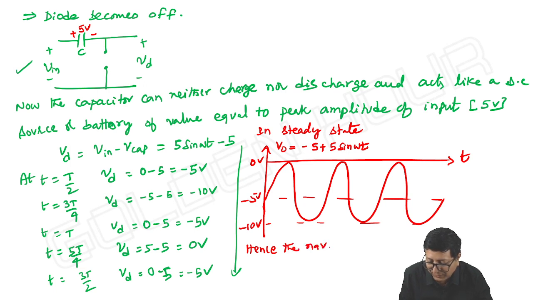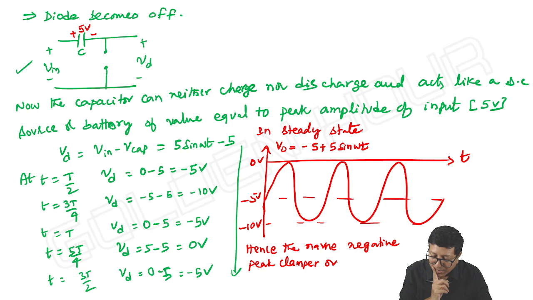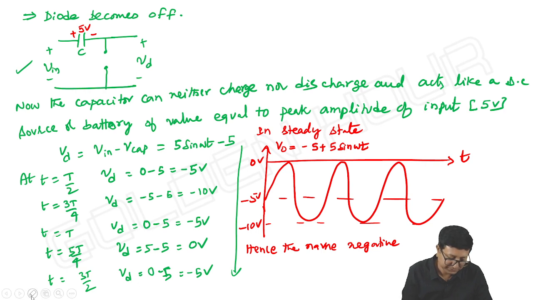As the inserted DC is negative, it is known as negative clamper. Sorry, positive peak clamper or negative clamper.